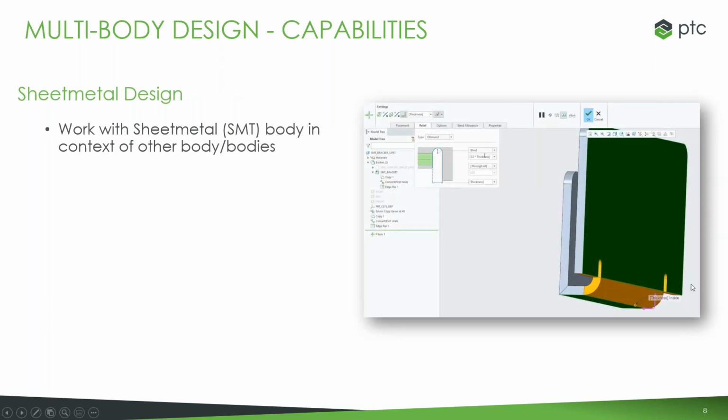So getting into some of the capabilities, it's pretty obvious to PTC that there's going to be a lot of benefits, right? Like I said, there are certain things that Multibody really makes more efficient, and there are certain things that, okay, maybe it's not so much more efficient to do it the old way. But sheet metal design has a couple of very obvious use cases. So if you work with sheet metal in context of other bodies, this is where Multibody can help us.